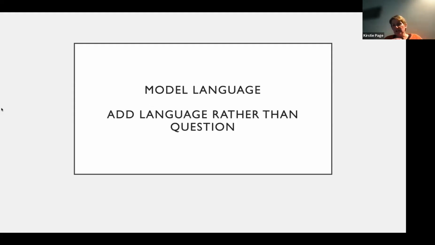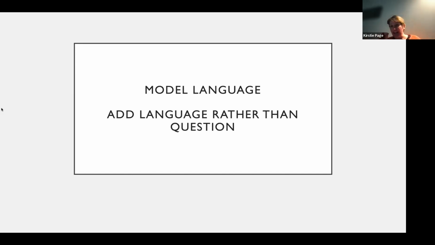And when we do model language in interactions, either with children who don't initiate or simply children who talk less, maybe they do sometimes initiate, but they say less.